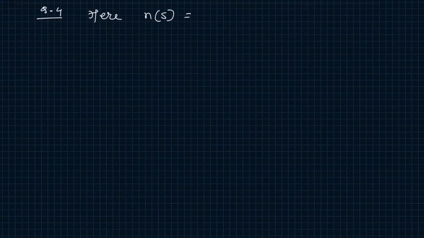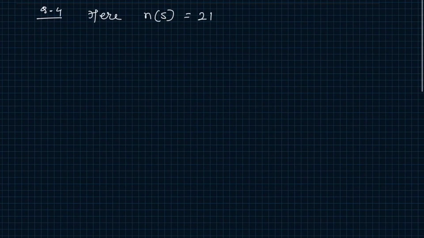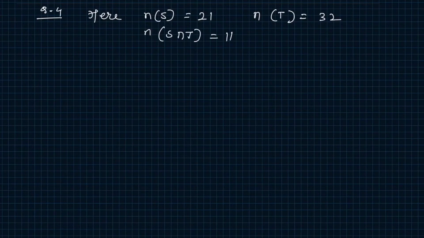So now question number 4. Here the number of elements in set S is 21, the number of elements in set T is 32, and the number of elements in the intersection of S and T is 11. So we need to find the number of elements in S union T.